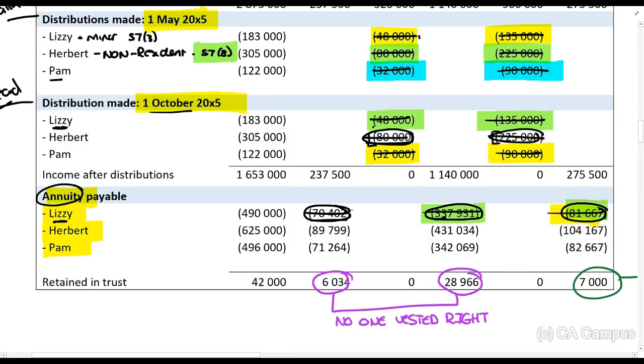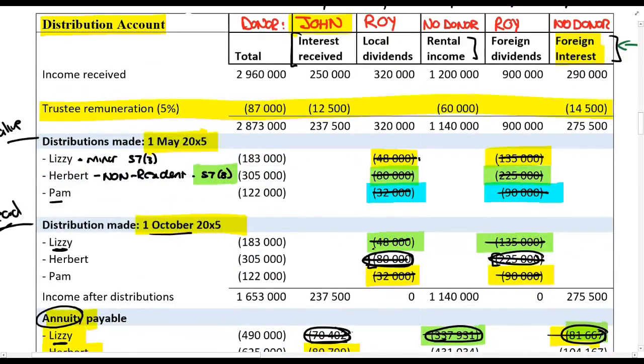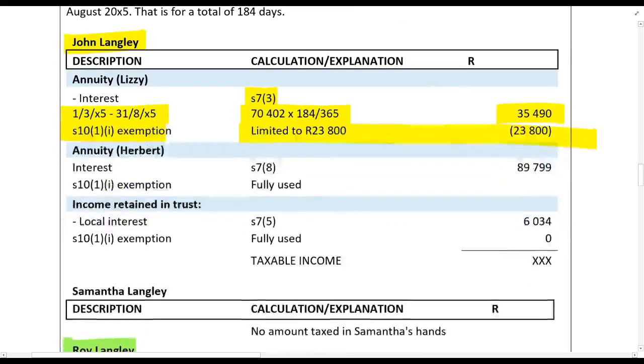Right. Then we have Herbert. So make sure you see with Herbert, the 89,799. Was there a donation? Is the donor alive? Yes. Does any of the section 7s apply? Yes. Section 7.8 applies. So who should be taxed on it? The donor. So John is the donor.